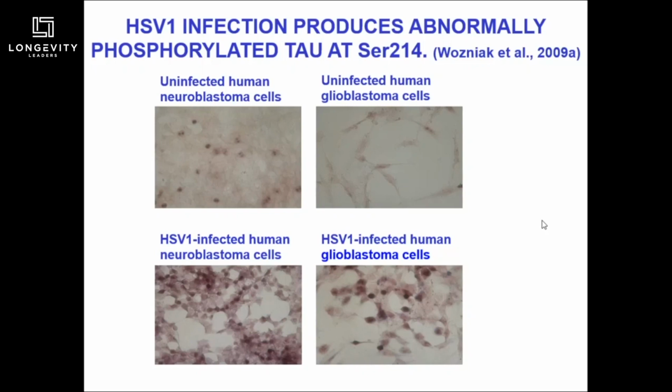In this case, there is some staining in uninfected cells. That's perfectly explainable, and we did explain it in our paper, Wozniak et al. 2009A. But again, I haven't got time to go into that. But anyway, as you can see, the increase in deposition of this abnormal phosphorylated tau is much greater after HSV1 infection.